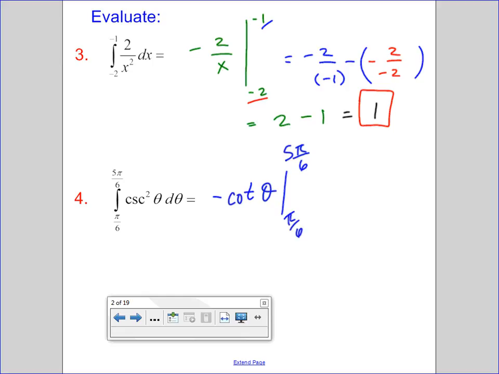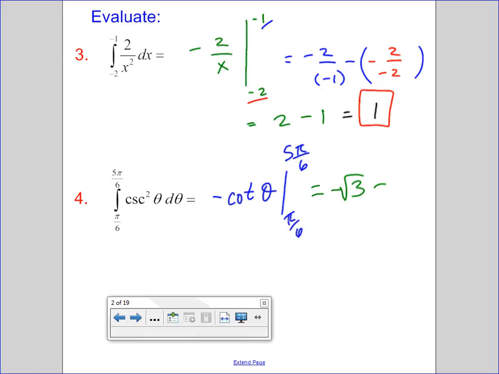So for 5 pi over 6, my cosine is negative root 3 over 2 and my sine is positive 1/2. That's going to reduce to negative root 3 over 2. But my function has negatives, so I get negative root 3, so positive root 3 for my first. Is that right? So cosine over sine, cosine.